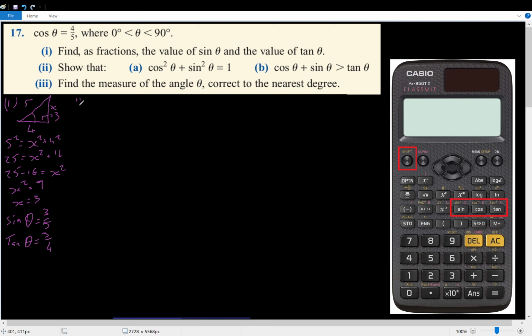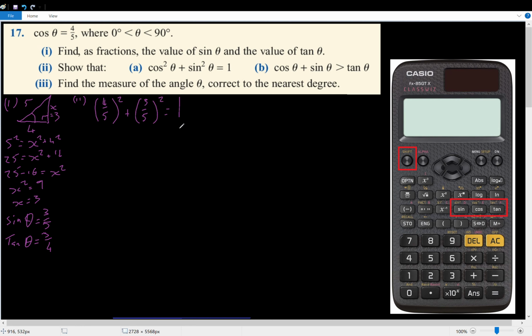And now for part 2, we've got to first of all show that cos squared theta plus sine squared theta is equal to 1. And then we have to show that cos theta plus sine theta is greater than tan theta. Okay, well, cos squared theta is just the cos of theta squared, and sine squared theta is just the sine of theta squared. So we'll rewrite them. Cos squared theta is going to be 4/5 squared, and then sine squared theta is going to be whatever we got for sine theta, which we have down here, 3/5, and that's just going to be squared.